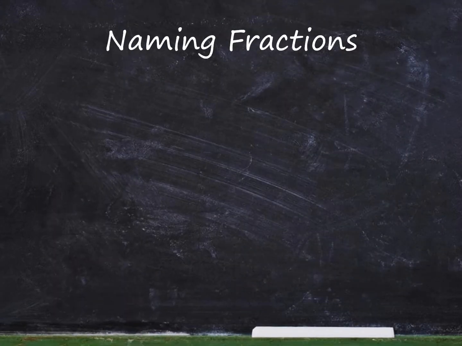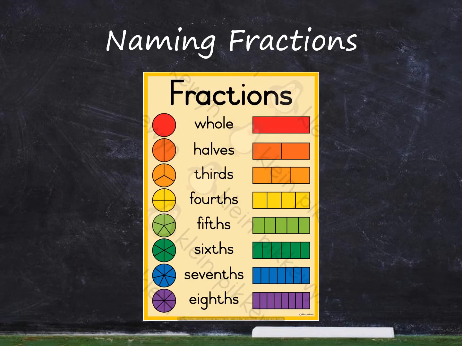Okay, the next activity will include naming fractions. Let's look at the names of fractions. If it's not divided into any parts, it's called a whole. If we divide it into 2, it's called halves. 3 parts, it's called thirds. Divided into 4, it's called fourths. Divided into 5, fifths. Divided into 6, sixths. Divided into 7, sevenths. Divided into 8, eighths.